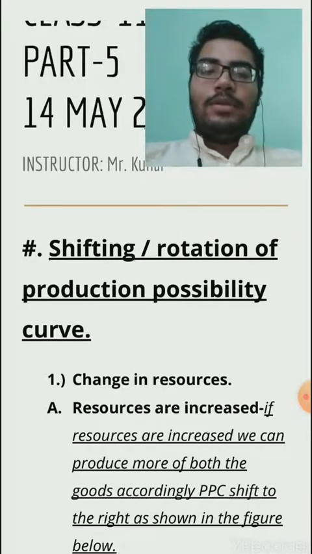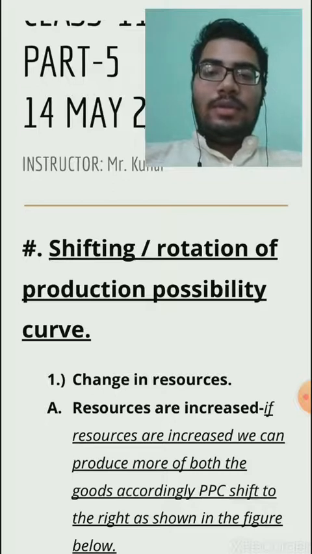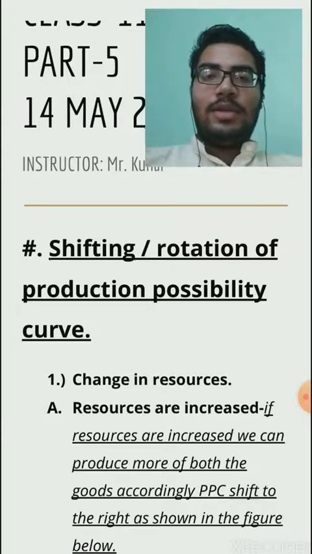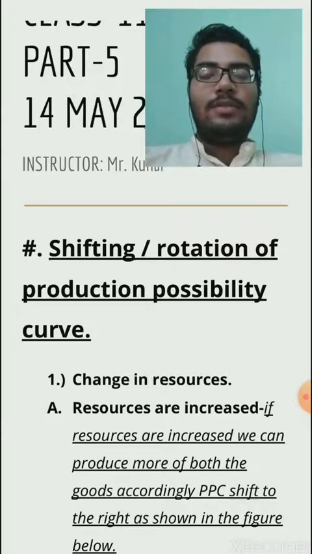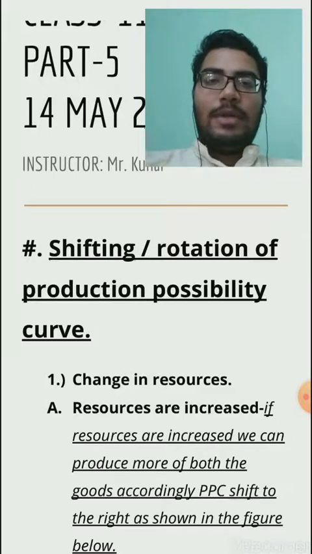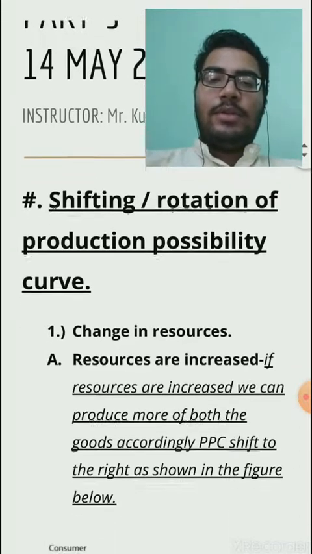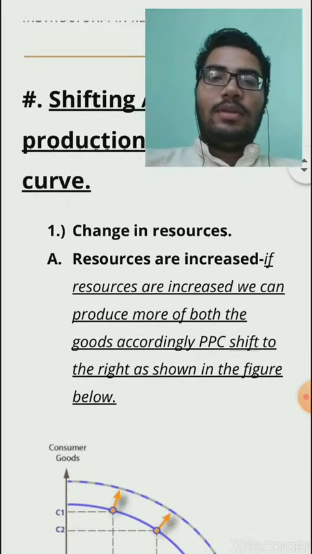Okay, so now in today's video we will discuss some properties which are related to the production possibility curve. The first property is change in resources. So the first point is change in resources, and in the first case, resources are increased.